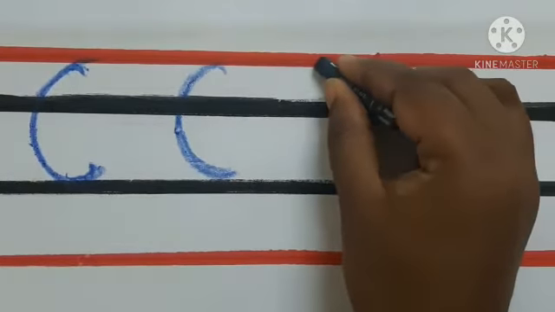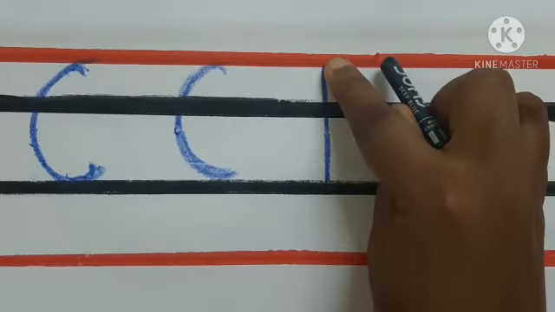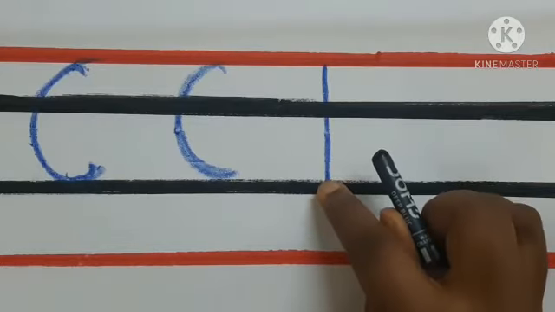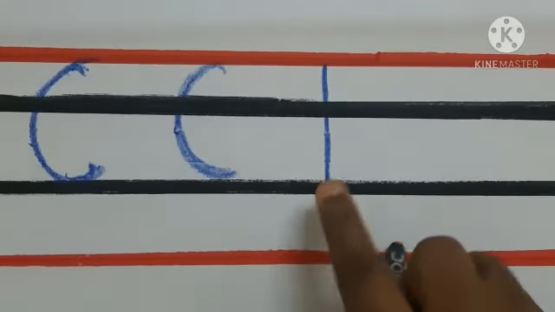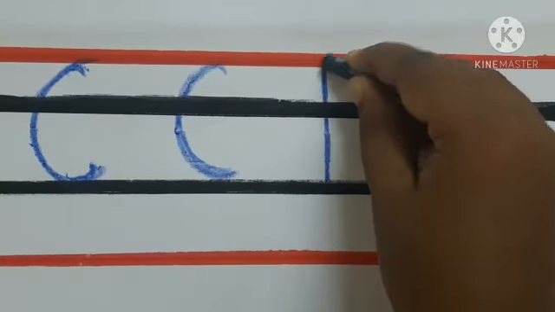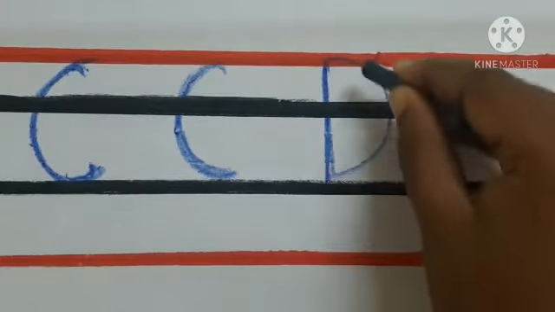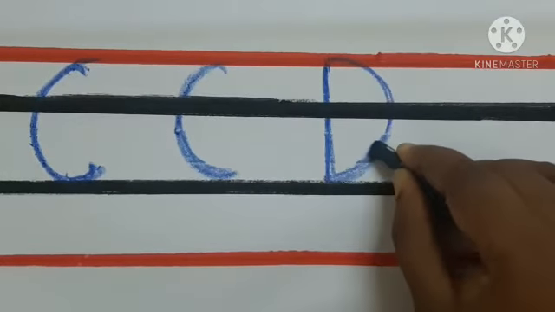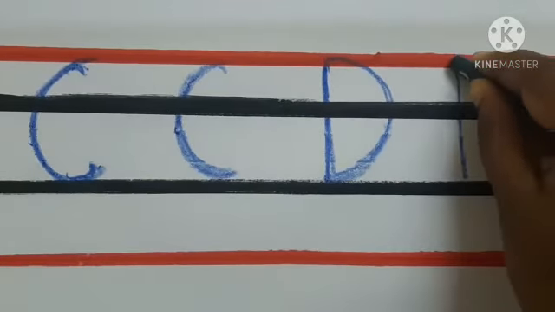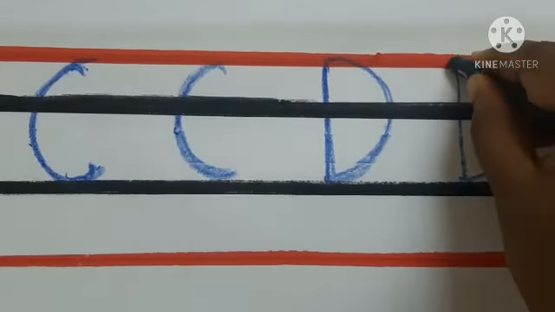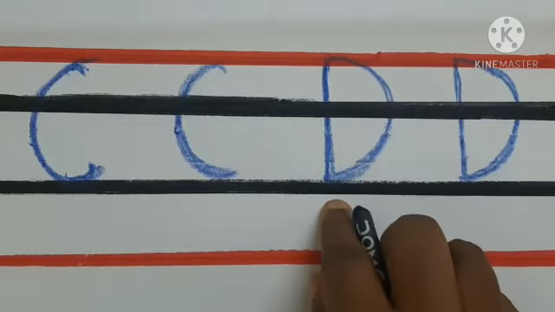Here you have to write a standing line. Start from the first red line and go to the second black line. Use only the second black line. Don't use the fourth red line. For letter D, I am writing a standing line. Join here a left open curve to form letter D.